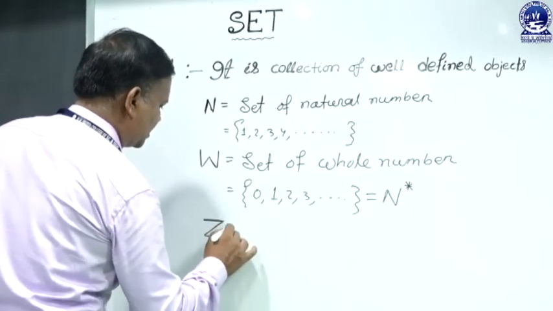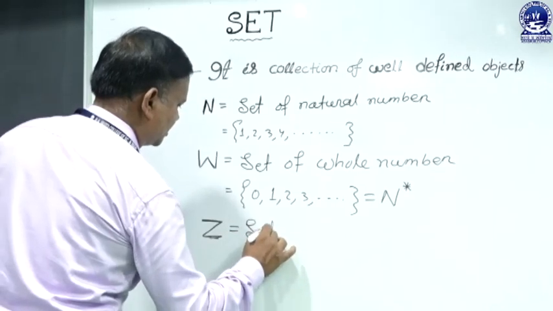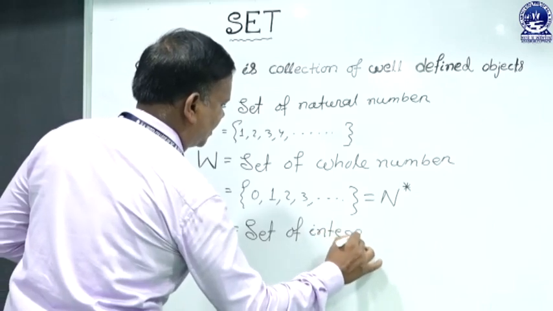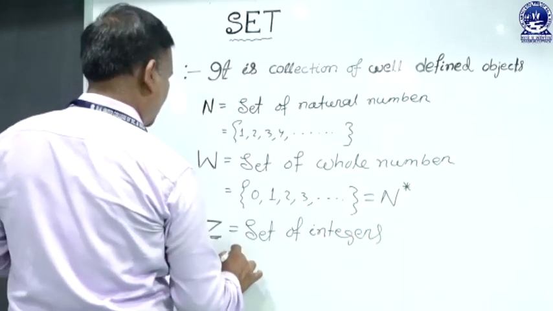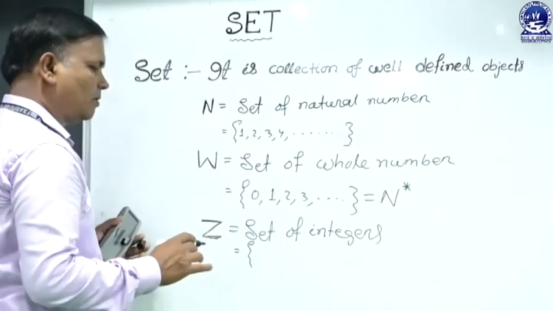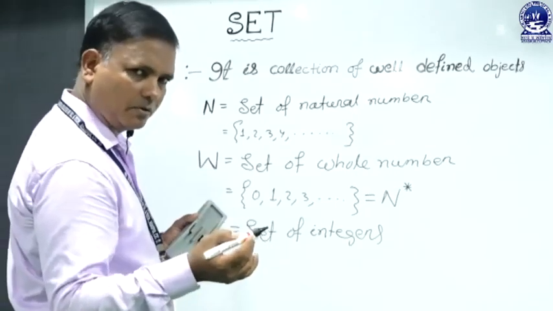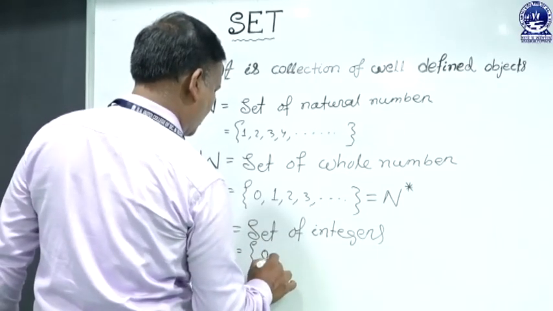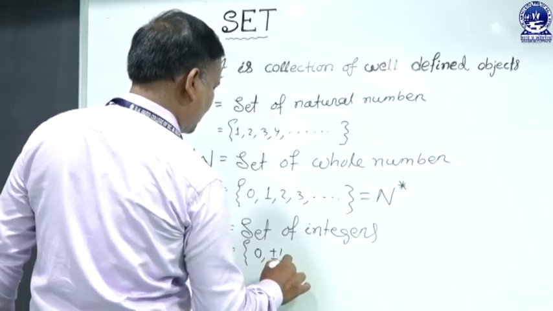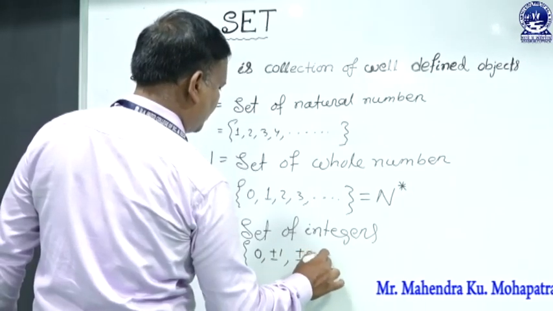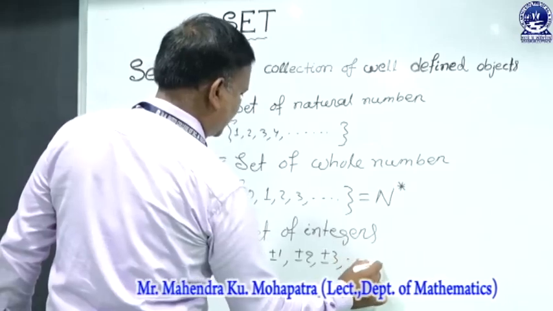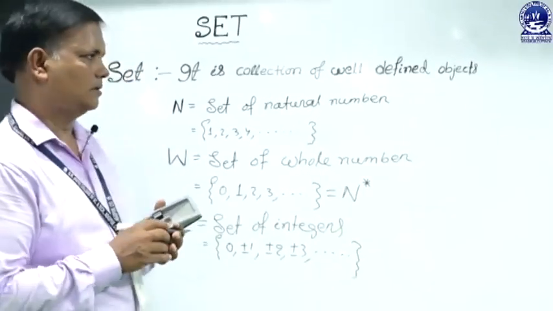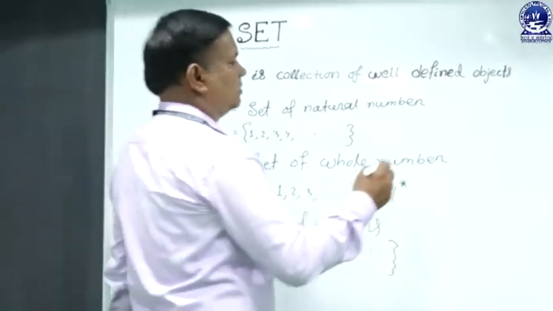Another set is Z. So what is Z? The set of integers. Now what are the integers? All the positive natural numbers, negative natural numbers and 0 are called integers. That means 0, plus 1, minus 1, plus 2, minus 2, plus 3, minus 3, etc. These are called integers.